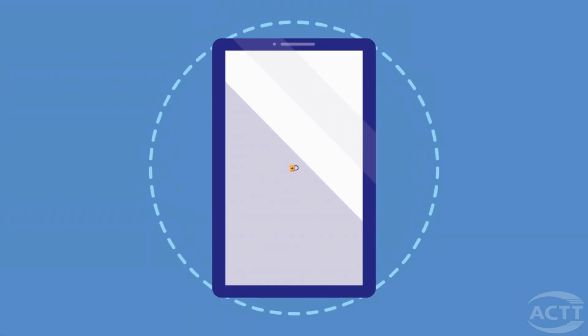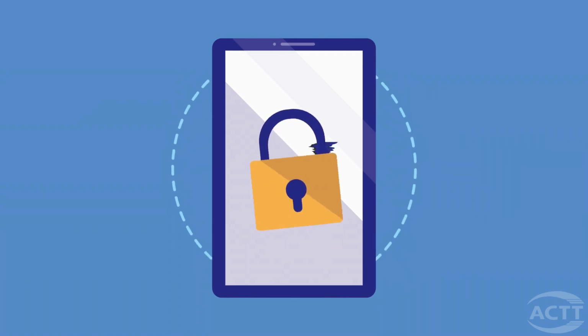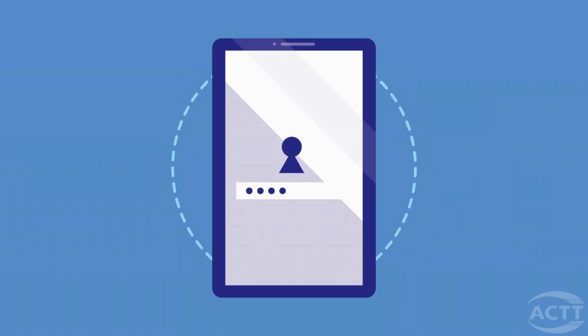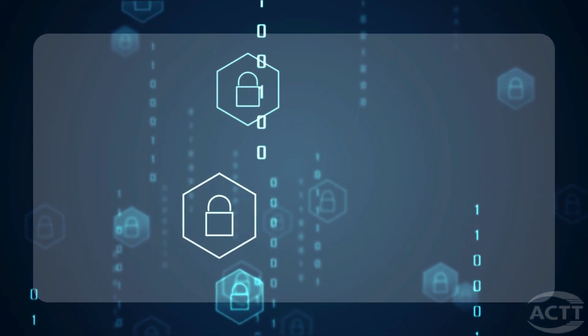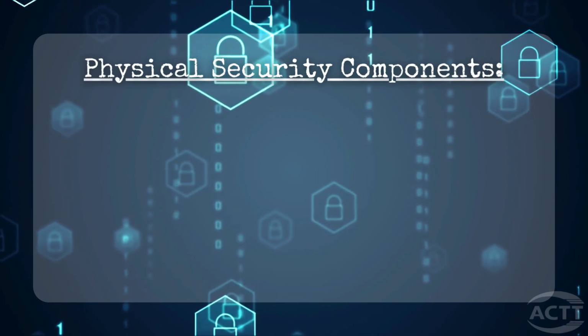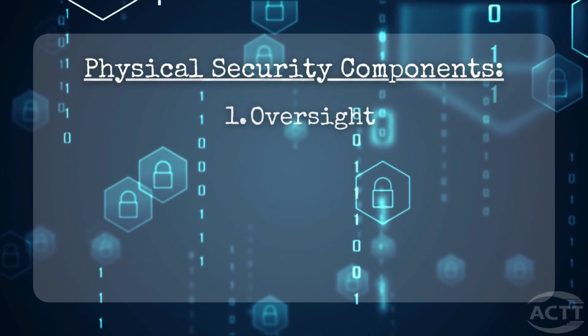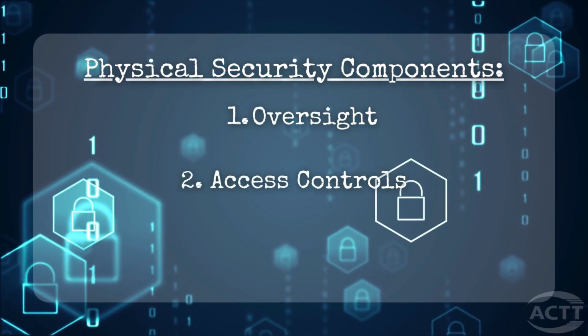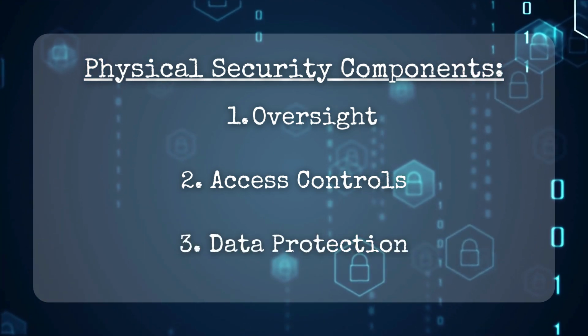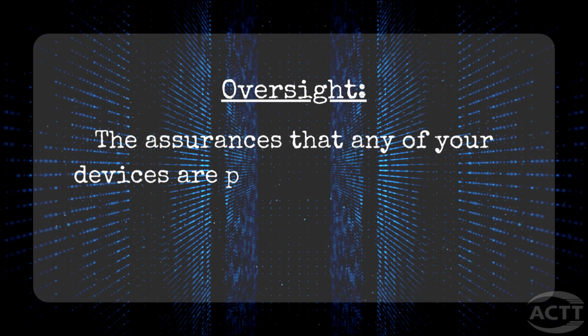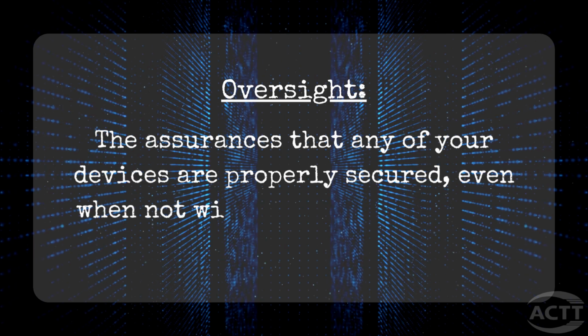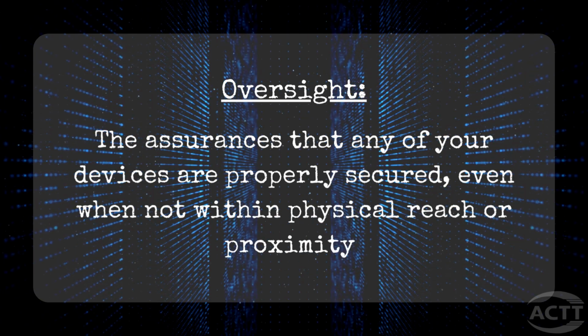The goal of securing our devices and data is to ensure our assets are not accessible to unauthorized individuals. Protecting assets through physical security requires three main components: oversight, access controls, and data protection. If we break these three components out, oversight is the assurance that any of your devices are properly secured, even when not within physical reach or proximity.